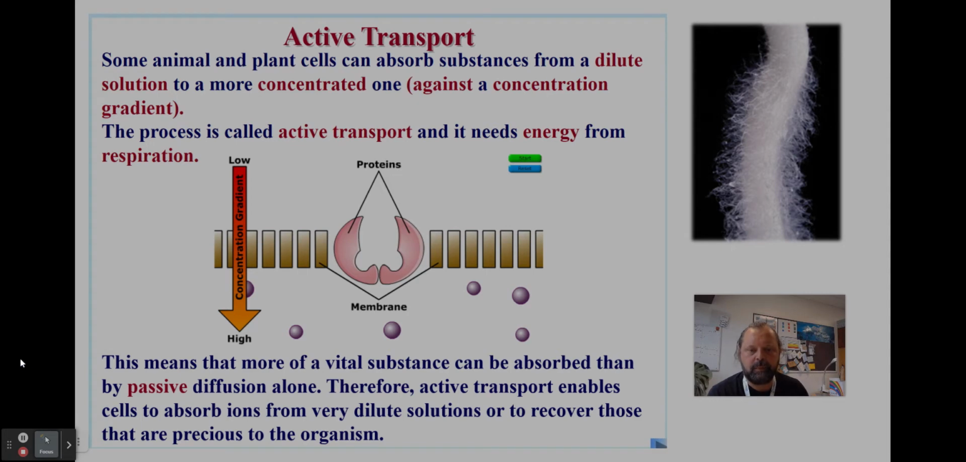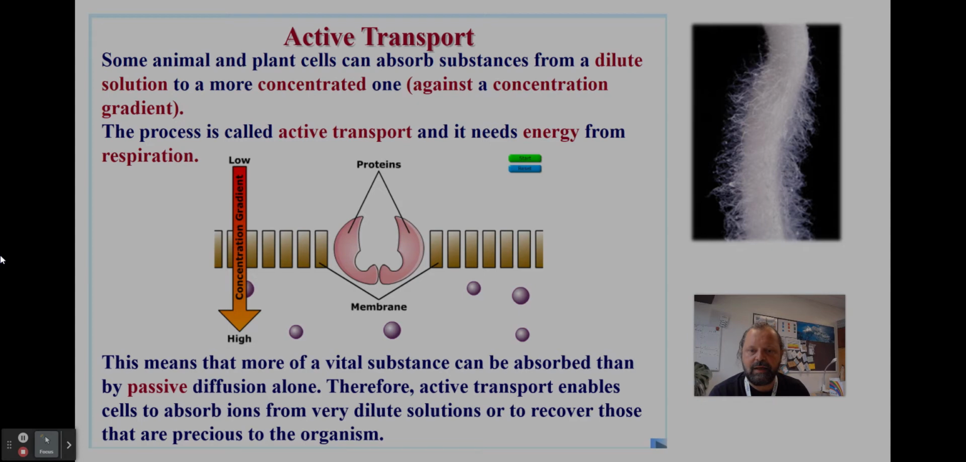So far we've talked about diffusion and osmosis, and both of those processes are passive. In other words, they're going to happen anyway because molecules will move from where there's more of them to where there's less of them. However, in active transport, the opposite happens, and living things sometimes want to get as much of a substance as they can.